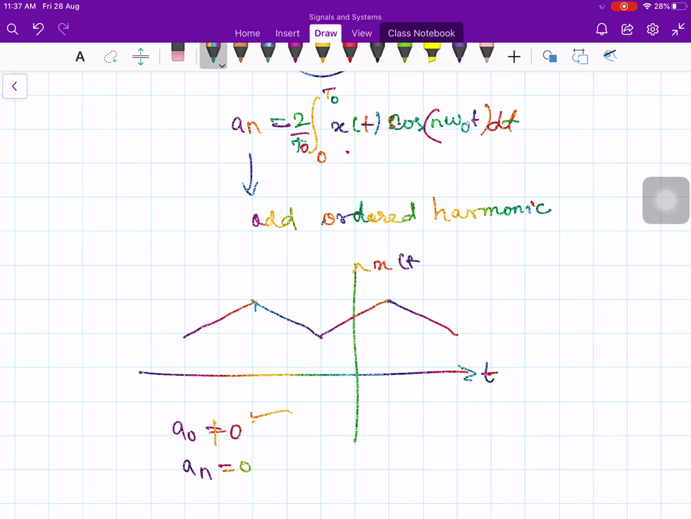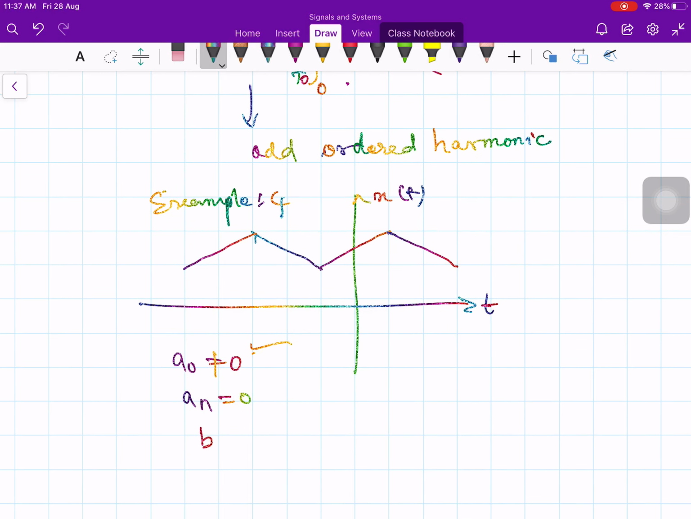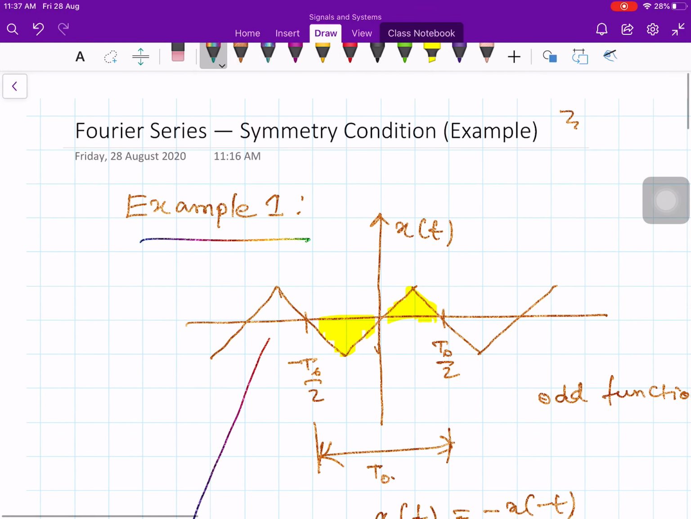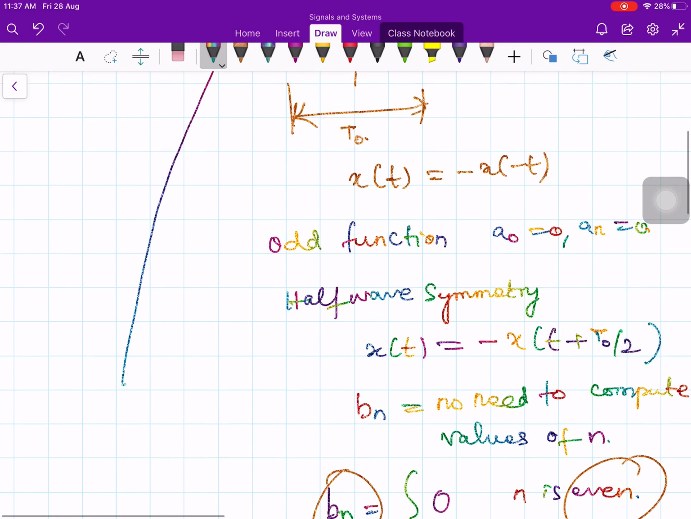X of t, let's say example 4, and then A n is equal to 0, but B n is odd ordered, because it is an even function. That's why A naught is 0, odd ordered sine terms. So this is similar to our example 1. Where is example 1? Yeah, this one. It is a slightly upward version, that's all.